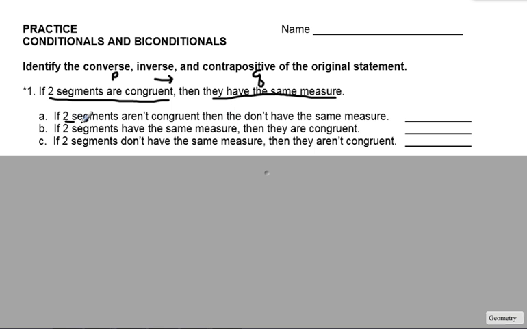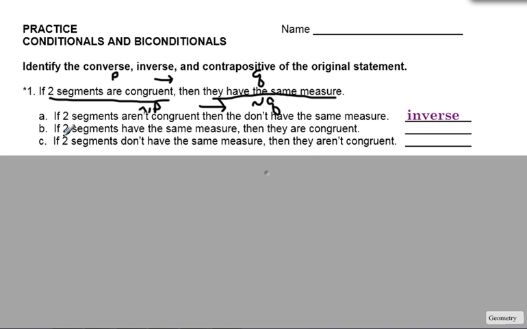All right, example A. If two segments aren't congruent. Well, here we talk about two segments that are congruent. So not being congruent is going to be the opposite of our P. Then they don't have the same measure. Well, we said Q was that they do have the same measure. Now we're saying they don't have the same measure, so it's going to be the opposite of Q. So if you recall, opposite of P, then opposite of Q, or inserting a not, or the opposite of in is out, we are talking about the inverse.